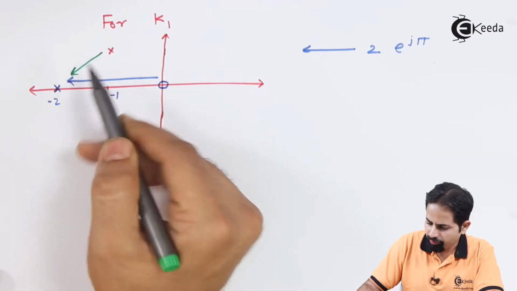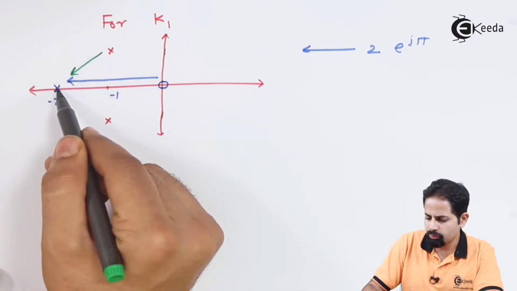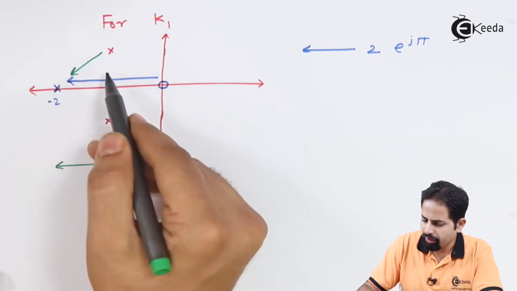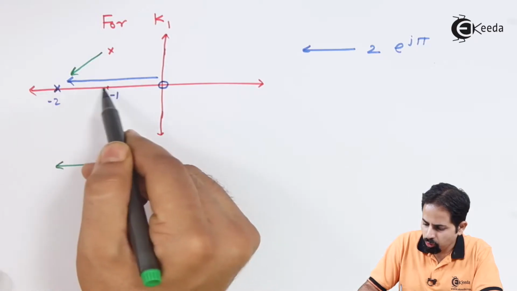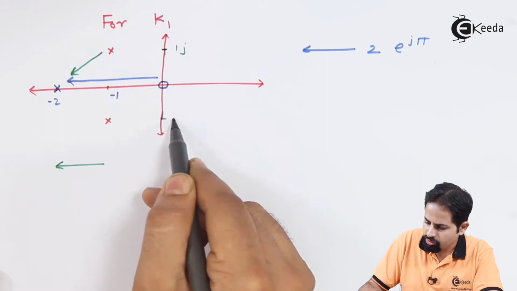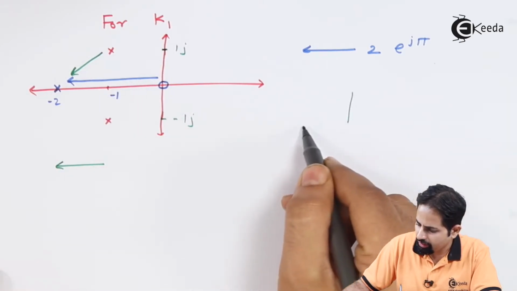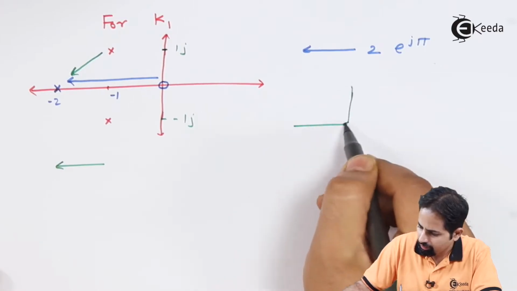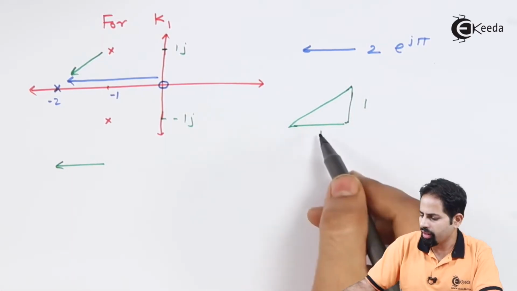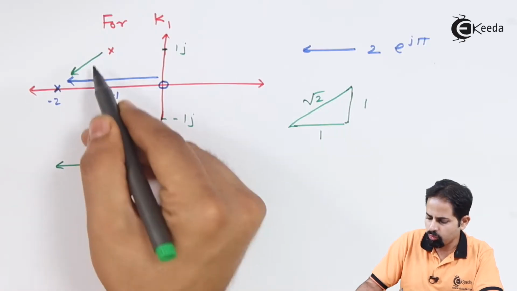For this particular vector which is in green, from this pole to this pole, see the direction. The magnitude of this vector will be, see this length is 1, this length is 1, and this height also is 1j, here also it is minus 1j. So it is like a right angle triangle with two equal sides 1 and 1, and so the length of this vector is going to be root 2.